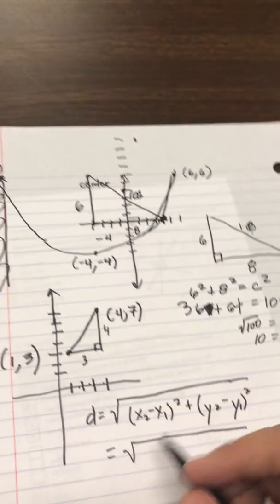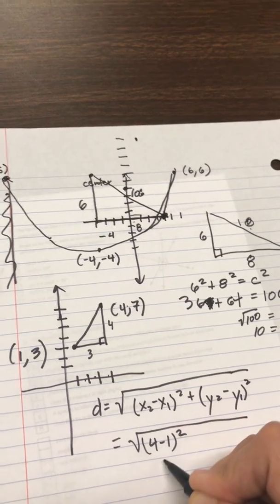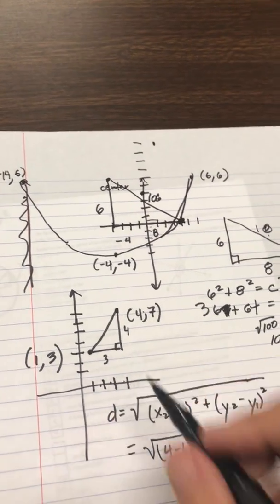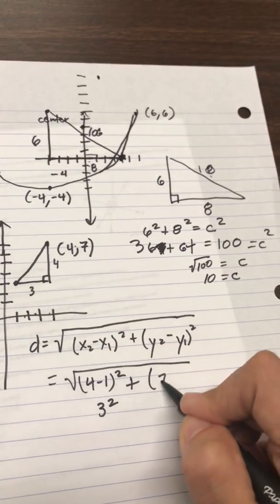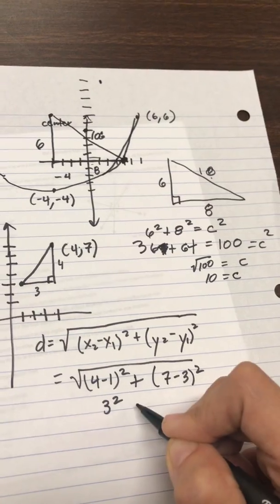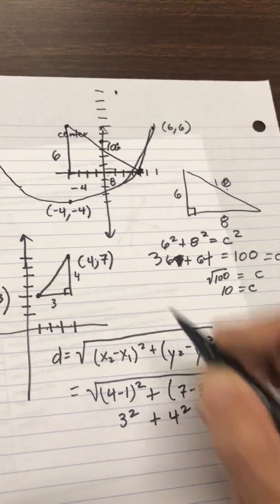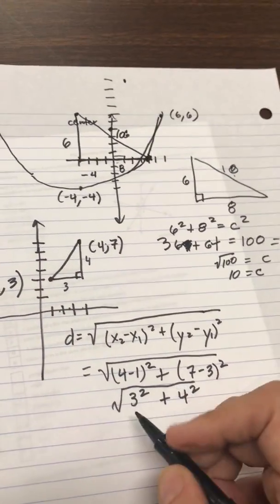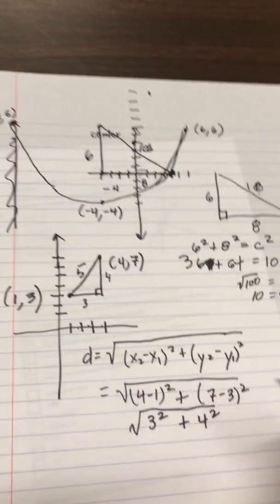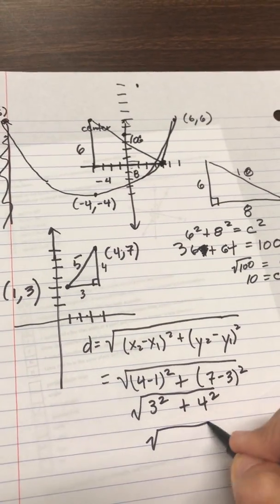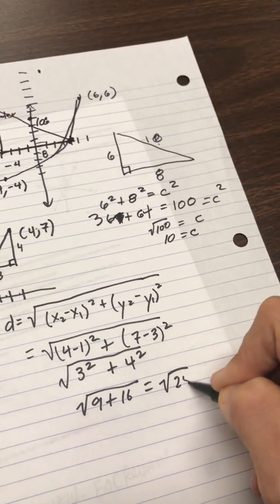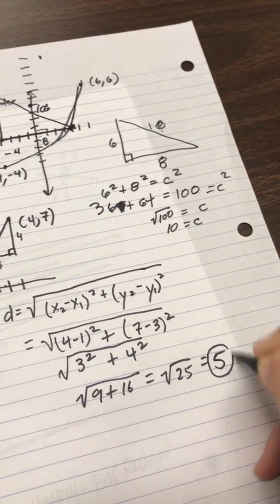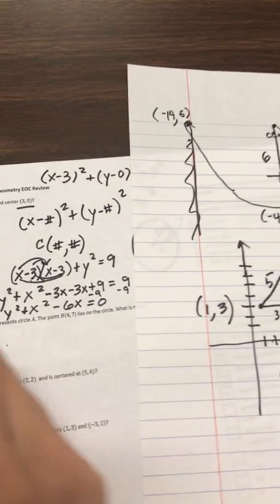So the two x values, I subtract 4 minus 1, and I get 3. And so that's where that number came from. And now my y values, 7 and 3. I could subtract the two y values, 7 minus 3, and I get 4. So that's where that number came from. And I think you might realize I'm going to get the number 5 here for my radius, because 9 and 16 would add together to get 25, and the square root of 25 is 5. Cool.